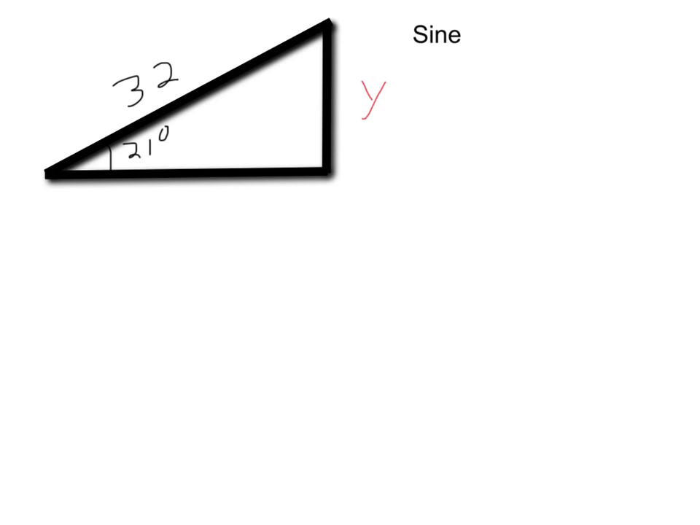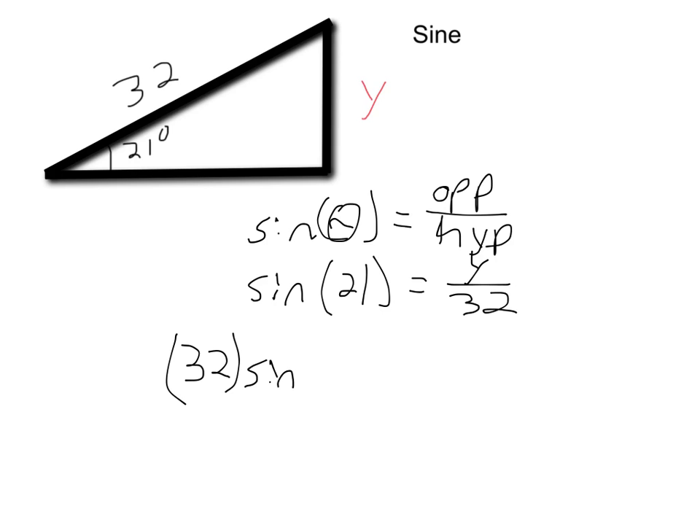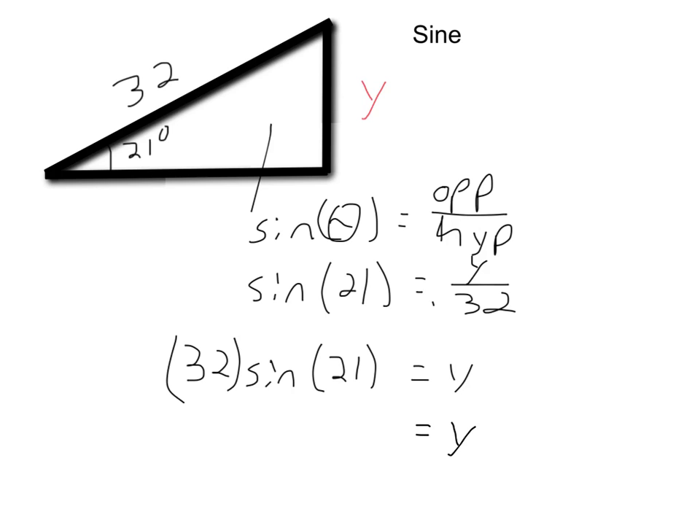So here, sine of my angle, let's actually write the equation. Sine theta equals the opposite over the hypotenuse. So this is going to be sine of 21 equals y over 32. Now to solve that around, I have 32 times sine of 21 degrees. Make sure the calculator's in degrees here, equals y. Plug this into the calculator and I come out with 11.46. Not worrying about sig figs here since all we're doing is math.